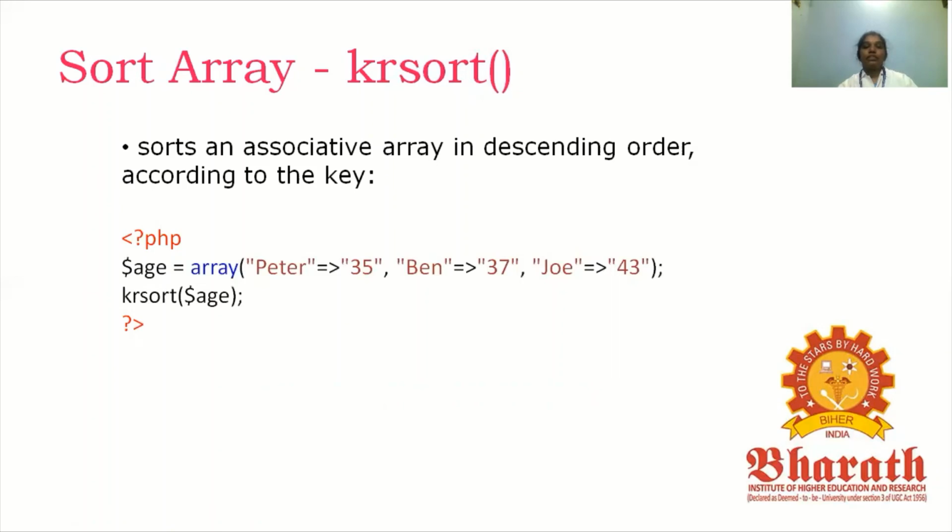Then the next function is krsort. k means key, and r means reverse. The krsort function sorts an associative array in descending order according to the key. In this example, we have the keys Peter, Ben, Joe. It arranges all the keys in descending order and displays the values.